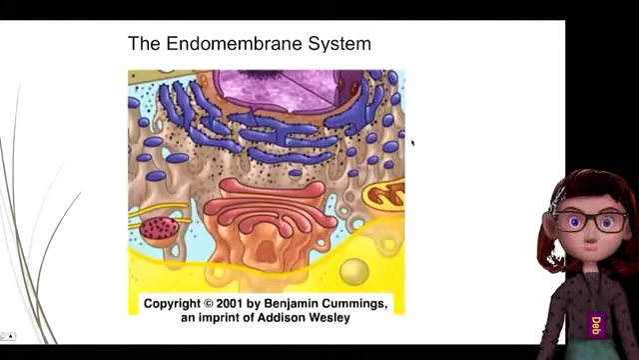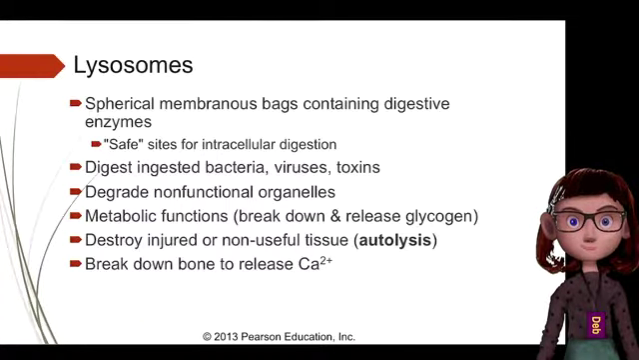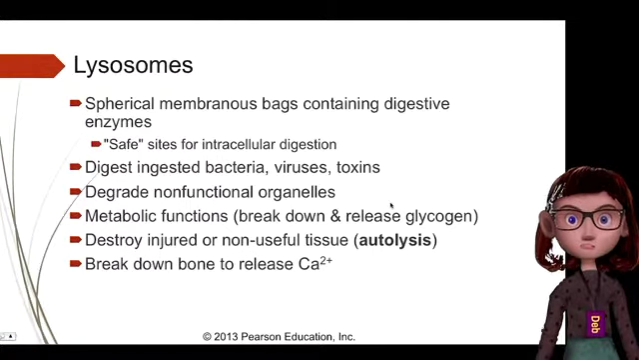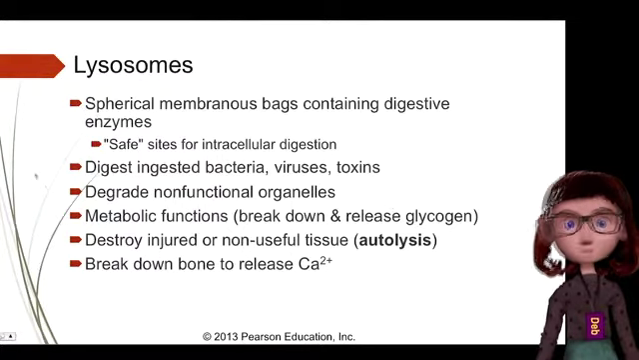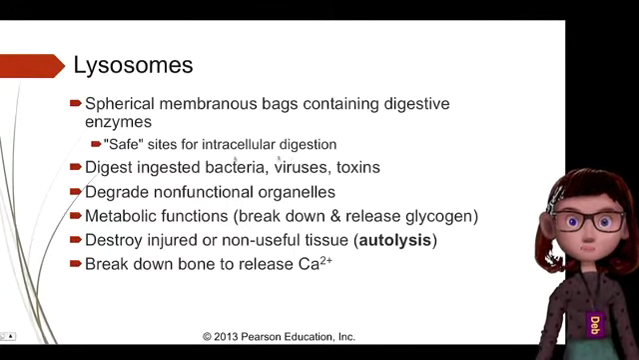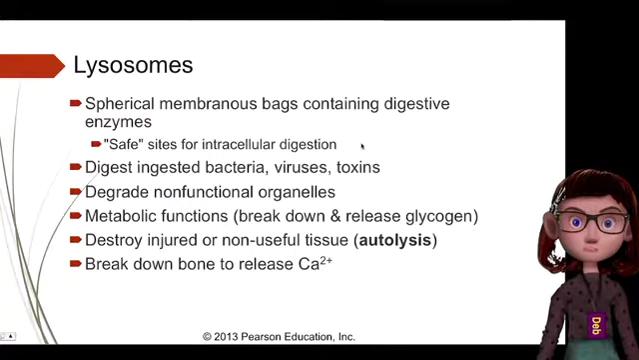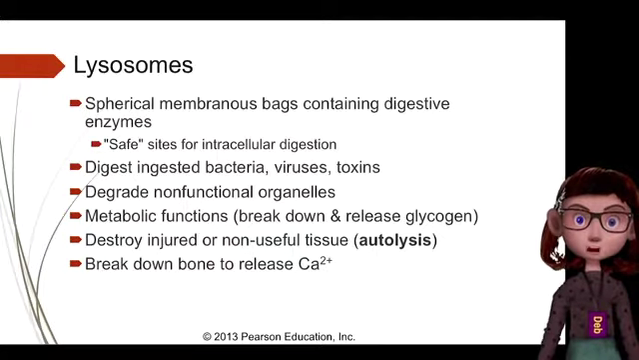And this is a cool picture of the endomembrane system. Lysosomes. Lysosomes are spherical membranous bags or sacs that contain digestive enzymes. They're safe sites for intracellular digestion. So you don't want these digestive enzymes sent all over in the cell because it could damage cellular organelles.